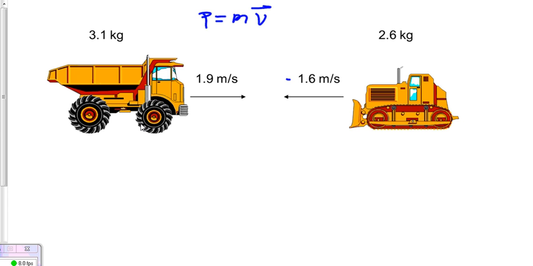Now these two vehicles will collide together, and they can do so in two ways. Inelastically, then they will stick together after the collision and have one common velocity afterwards. If it's elastic, the two will bounce off each other, and they will have two final velocities when they're done.